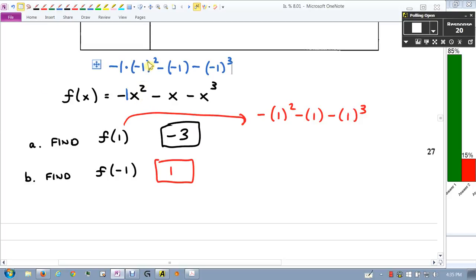Exponents first. What's negative 1 squared? Positive 1. So my first one is negative 1 times positive 1. Then what's minus negative? Plus 1. And then I have minus here. And then what's negative 1 times negative 1 times negative 1? Negative 1. So multiplication, negative 1 times 1 is negative 1, then plus 1, and then minus a negative is plus. So you get negative 1 and 1 together, 0 plus 1, or you could say 2 minus 1, 1. So the correct answer was 1 for the second one.